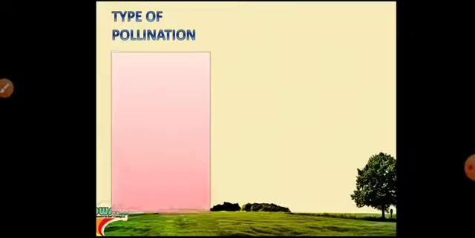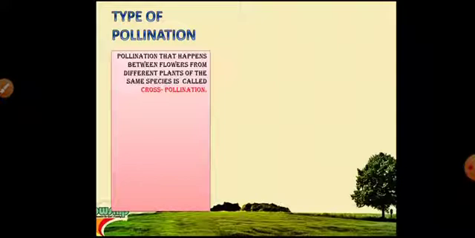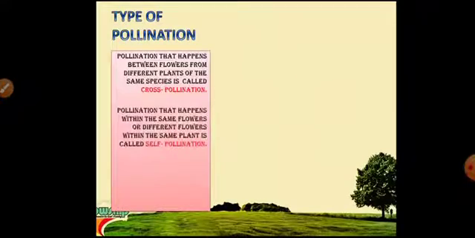There are 2 types of pollination. The first type is cross-pollination. Cross-pollination is the pollination that happens between flowers from different plants of the same species. And the second one, self-pollination, is the pollination that happens within the same flower or different flowers on the same plant. So cross-pollination happens at different flowers, and self-pollination happens within the same flower.